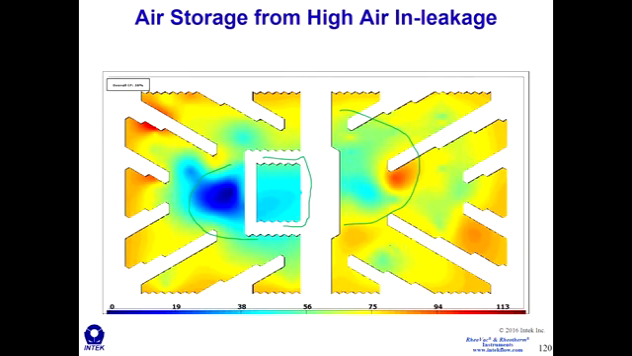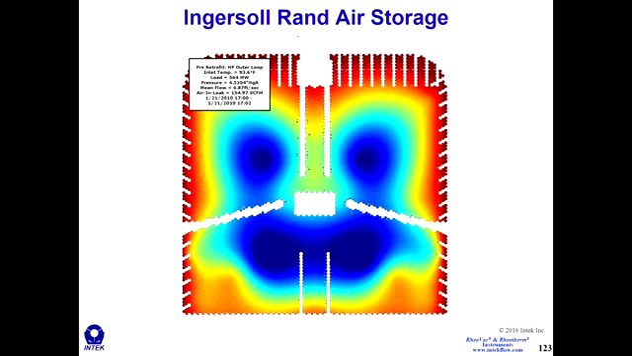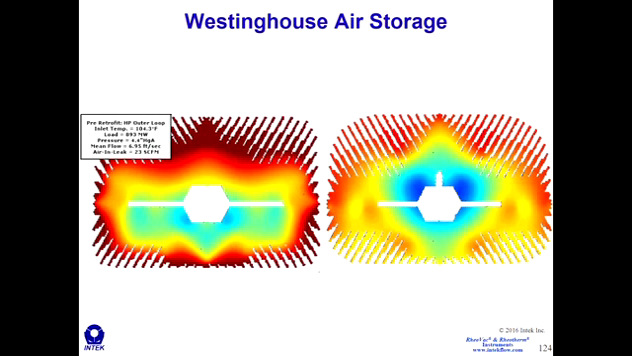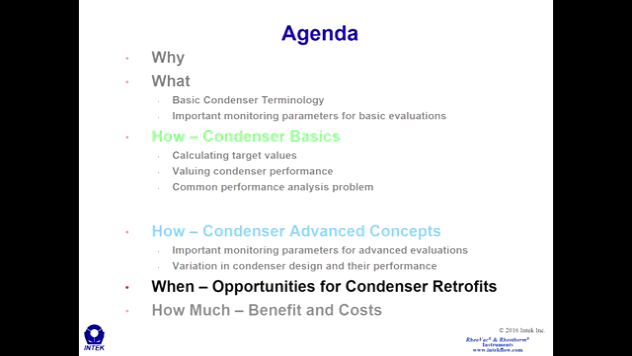Let's move on to this particular condenser. Here's an Ingersoll-Rand air storage here. This is an Ingersoll-Rand condenser with air storage that we've monitored. Here's a Westinghouse that we've looked at before. And here's the De Laval. So I want to talk about each one of these projects.